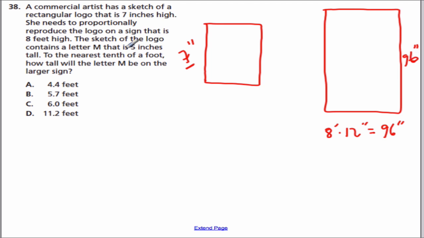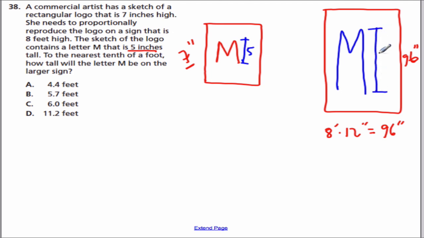Because the sketch of the logo contains a letter M that is 5 inches tall. So I know they are working with the letter M. And within that, we know that that letter M is 5 inches tall. To the nearest tenth of a foot, how tall will the letter M be on the larger sign? So in other words, if I blow up this letter M, they're asking us to find how tall that letter will be. We'll call it X.